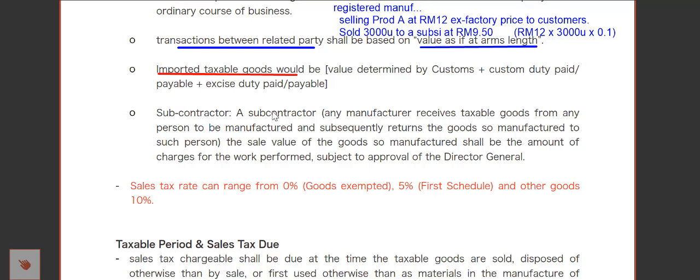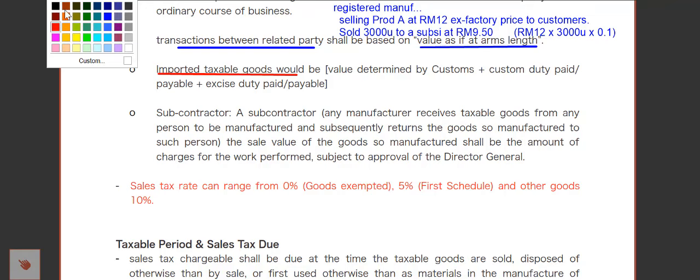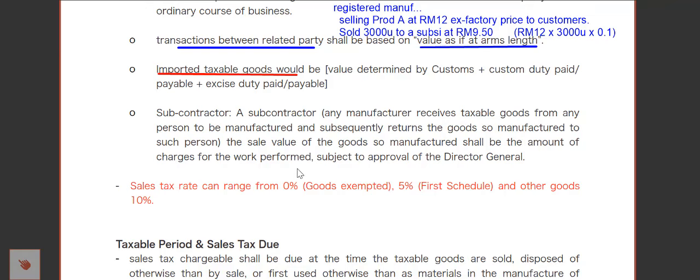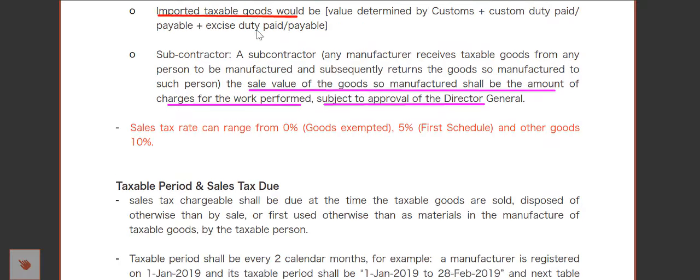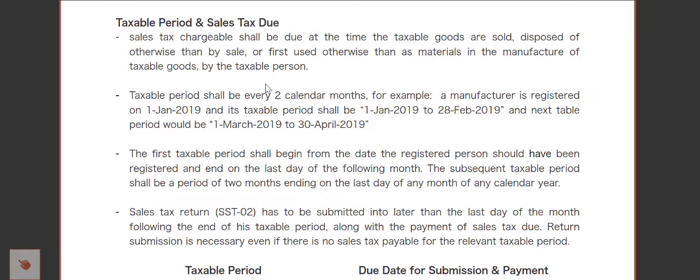Now subcontractor, it's actually a person that do the manufacturing on behalf of another person. That's basically what we call subcontract. Okay, now how do you work out the sales tax for subcontractor? Now, so it's the amount that you charge for the work performed, but again you need the approval of the Director General of Custom.